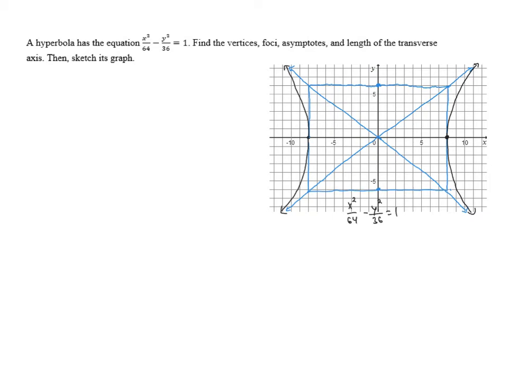And that's the graph, but we also wanted to list the vertices, the foci, the asymptotes, and the length of the transverse axis. So let's list those. The vertices, we know, are at plus or minus 8, 0. The foci, remember, those require figuring out what c is.